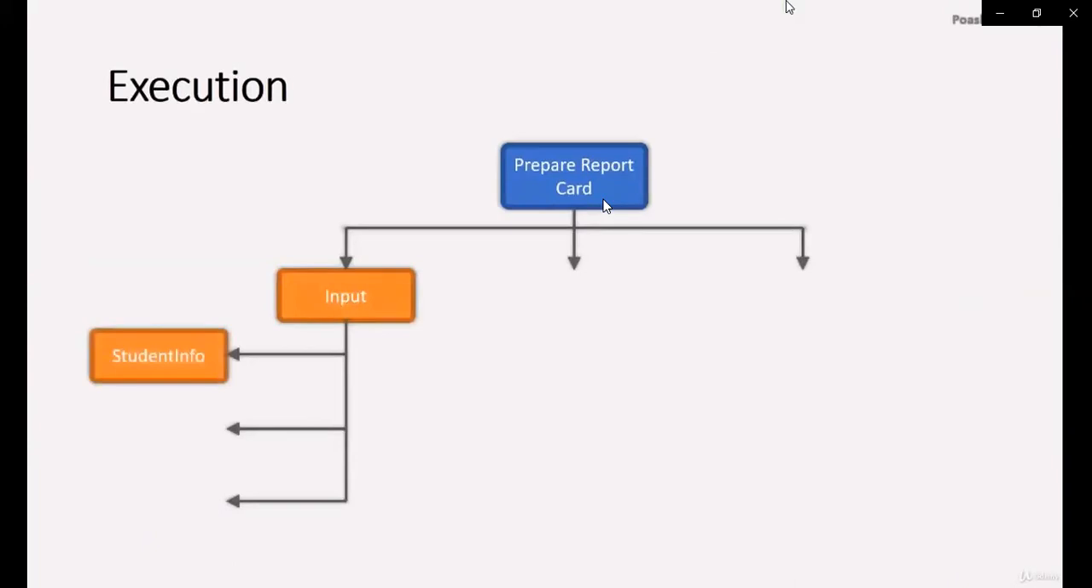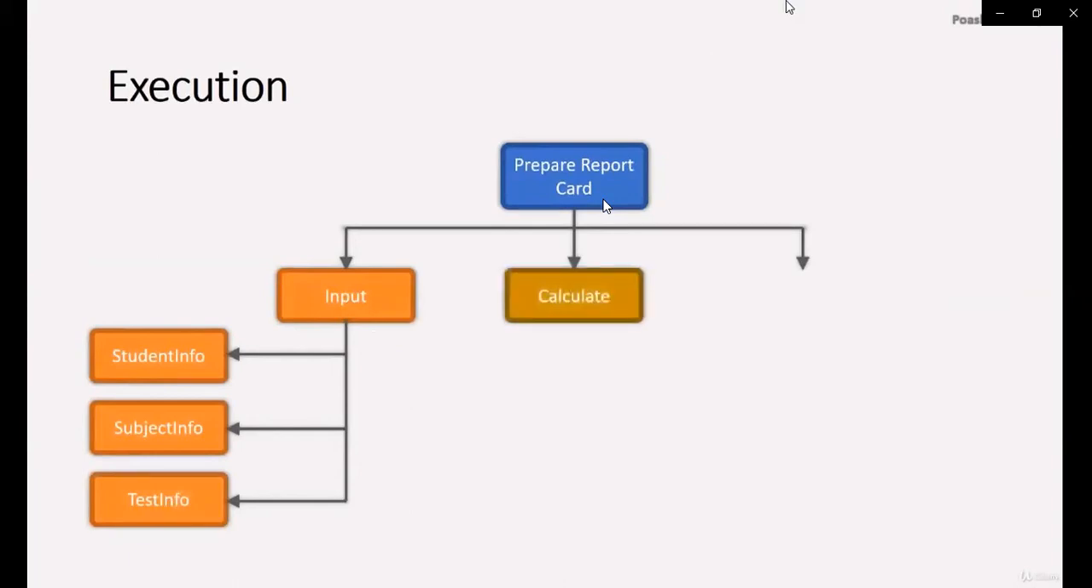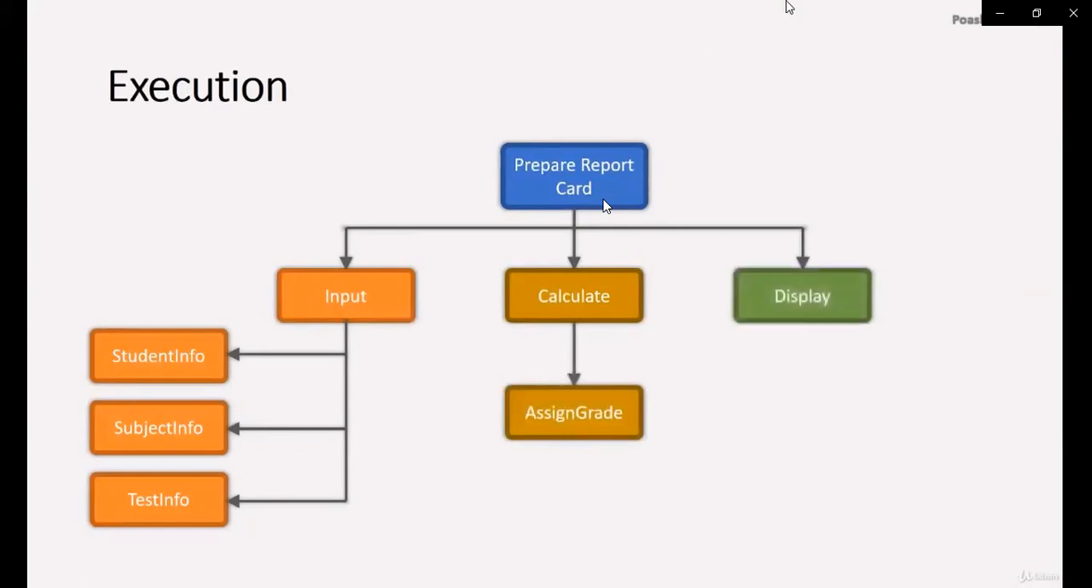Now these steps can be further decomposed into multiple steps, because these three steps are too generic and too big. It makes sense to decompose them into smaller steps. So these are the final steps that we can do. We'll first input the student info, then the test info, then the student subject info, and then the calculation will be performed. After the calculation, the grade will be assigned based on the marks. Once all the data is ready, that will be displayed to the users. And these are the final individual steps in more detail.